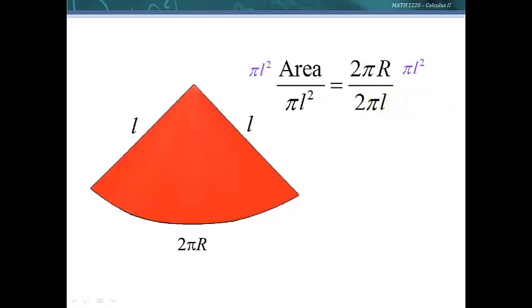Now we can multiply both sides by pi L squared. We can cancel the pi L squareds, we can cancel the 2's, the pi's, and one of the L's. So the area of this sector is going to be pi R L, where R was the original radius of the base of the cone and L was the slant height.